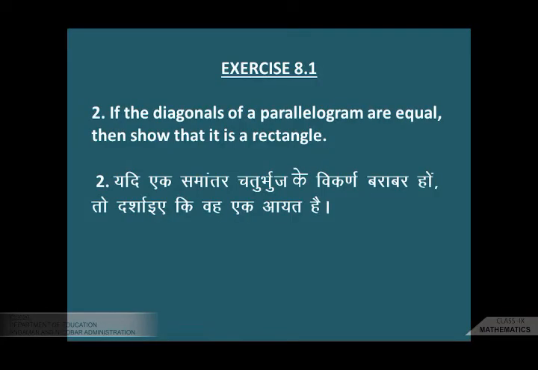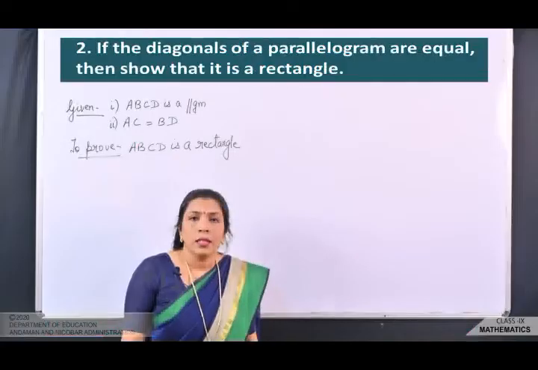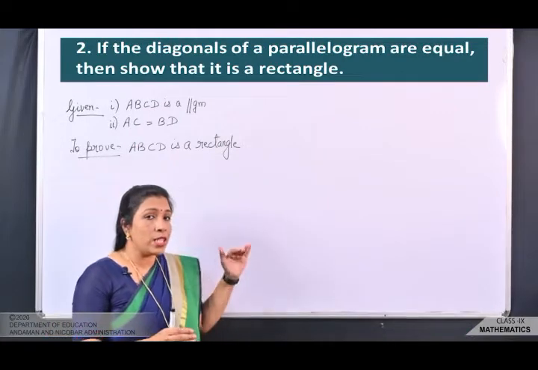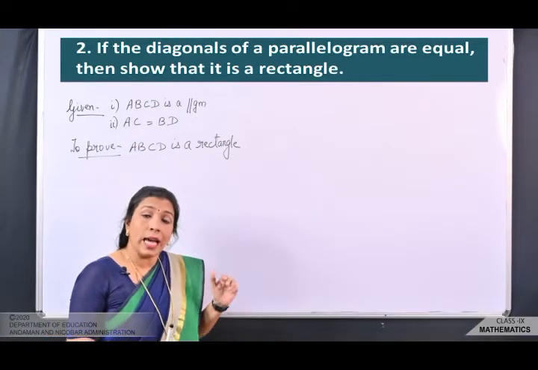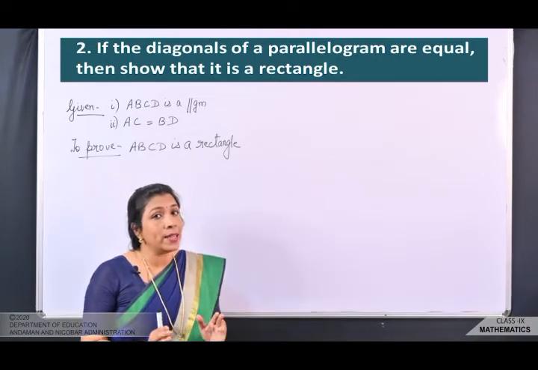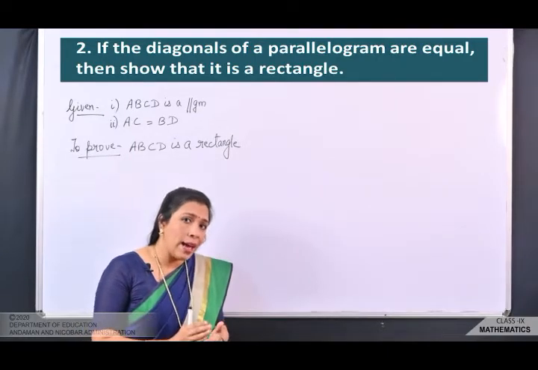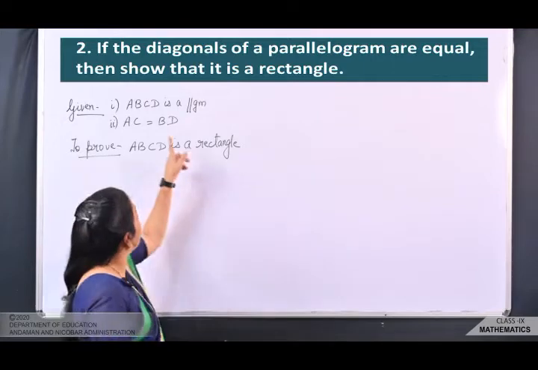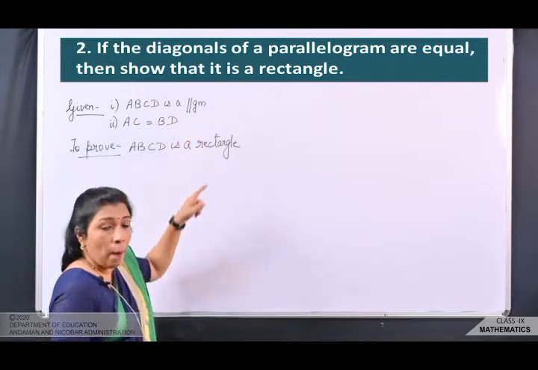This is question number 2 of exercise 8.1, children. यदि एक समांतर चतुर्भुज के विकर्ण बराबर हो तो दर्शाइए कि वह एक आयत है. Children, what is given in the question? If the diagonals of a parallelogram are equal, then show that it is a rectangle. यानी कि आपको दिया है कि it is a parallelogram. It's given कि ABCD is a parallelogram.